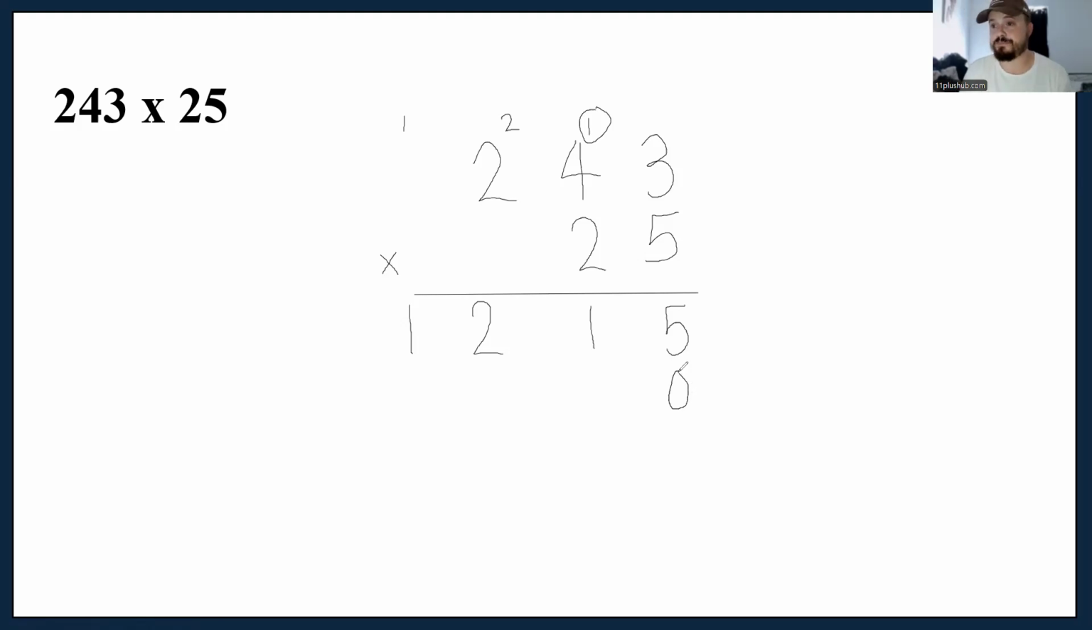The reason we do that is because this number here, 2, multiplied by this number 3, 2 times 3, is actually 20 times 3. So that 0 I've put in the 1s column is representing my 0 1s in 20.